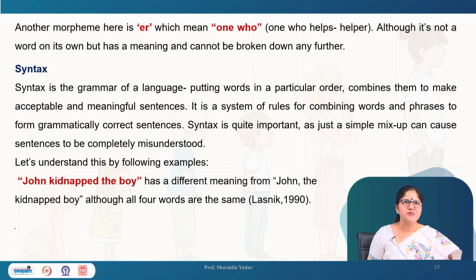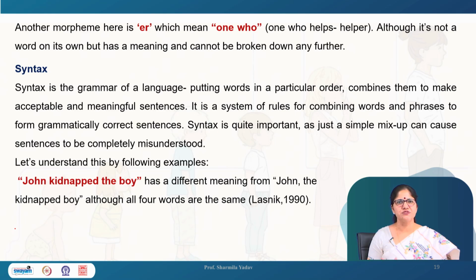So syntax. Syntax is the grammar of a language, putting words in a particular order, combining them to make acceptable and meaningful sentences. It is a system of rules for combining words and phrases to form grammatically correct sentences. Syntax is quite important, as just a simple mix-up can cause sentences to be completely misunderstood. Let's understand this by following examples.